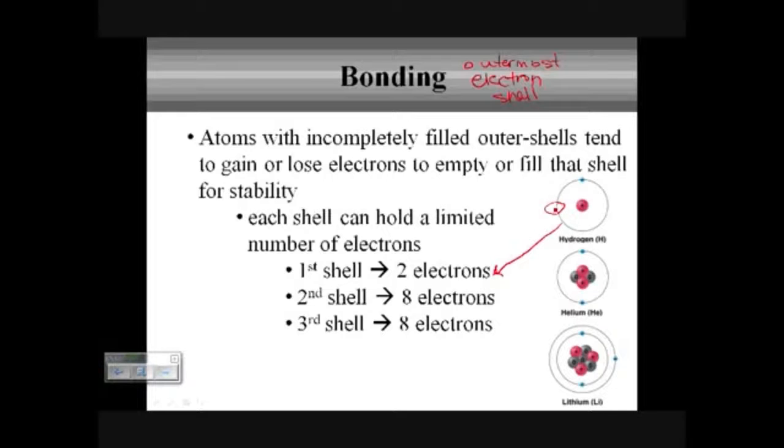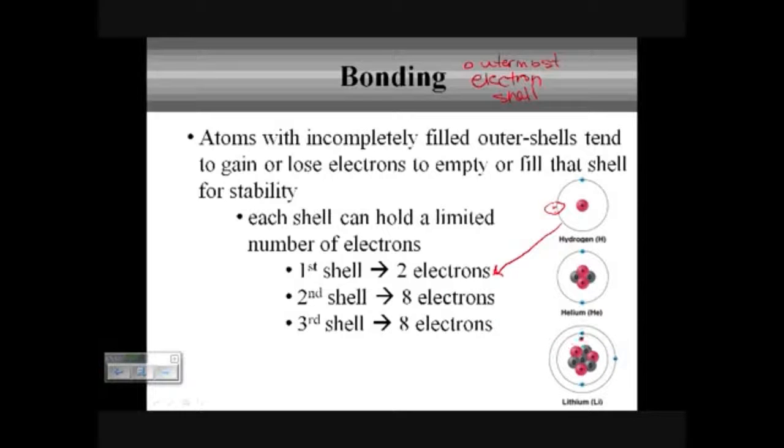So we're missing something in that middle space, or in that extra space. So hydrogen is looking to bond with something to fill that missing spot. Helium, however, has 2 electrons in its outermost shell, because helium is one of those inner noble gases, so its first shell is full. It has 2 electrons.